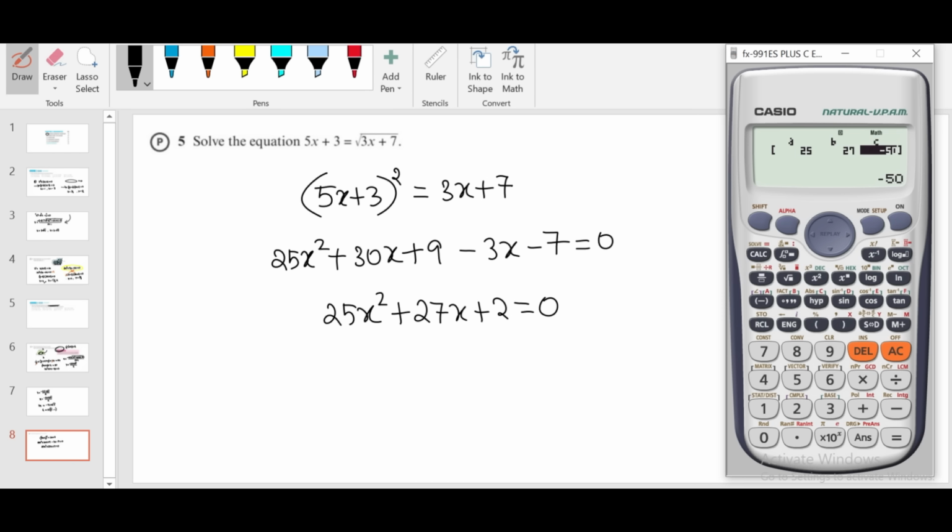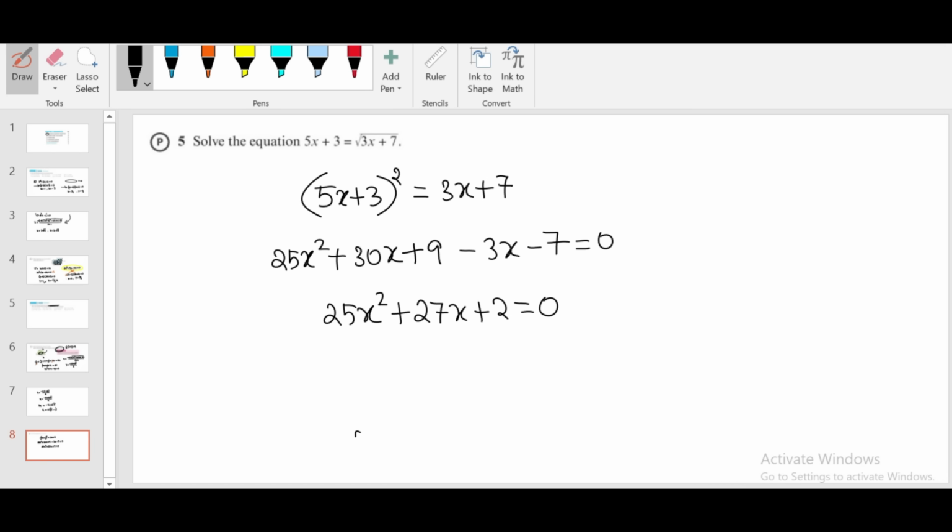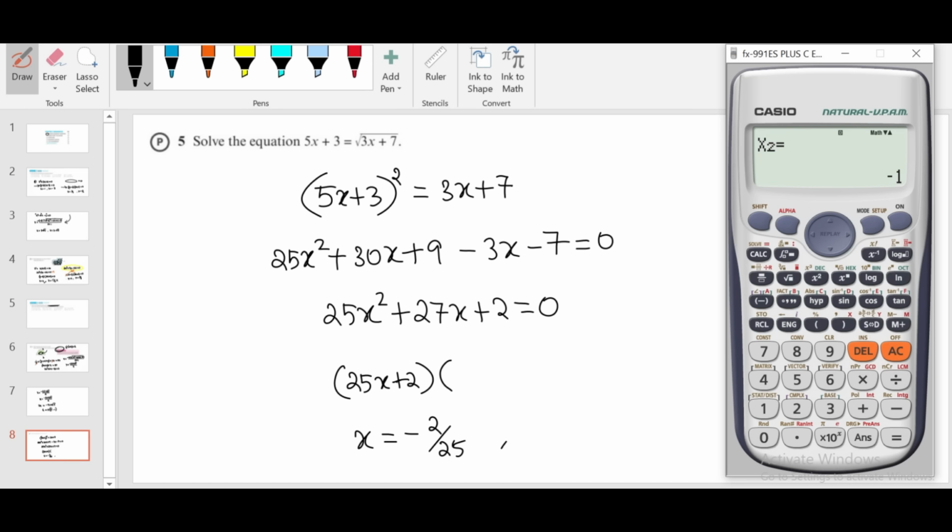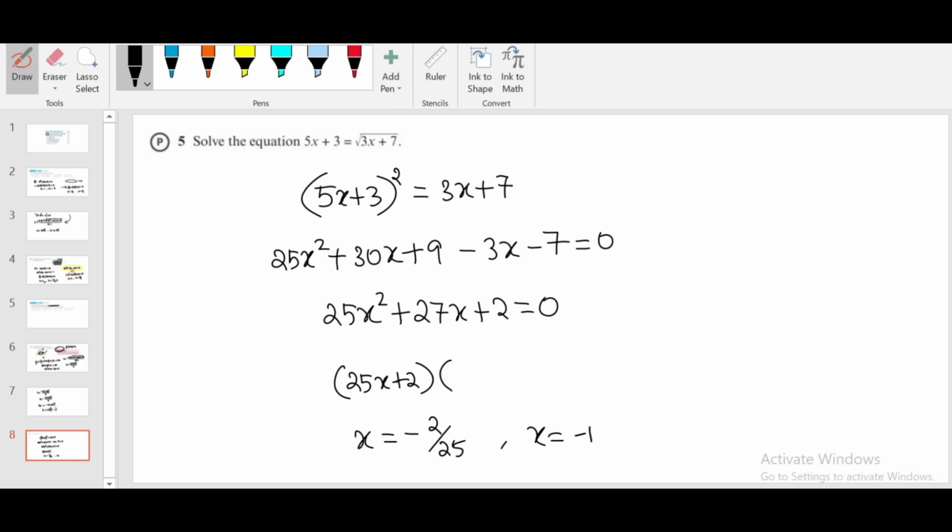25, 27, 2. x is equal to minus 2 over 25, so I put it as a fraction, 25x plus 2 as a factor. And then the second solution is negative 1, x is equal to negative 1, so I put it as x plus 1 is equal to 0. So we got two solutions already, that's all.